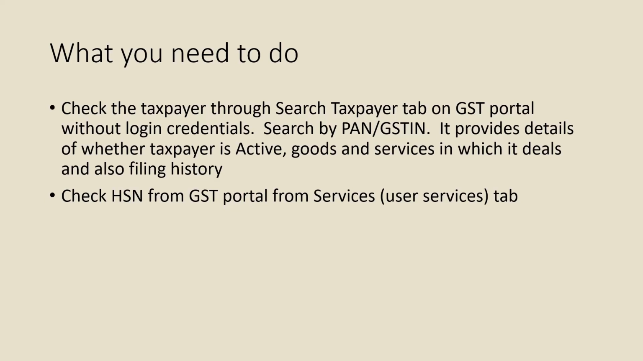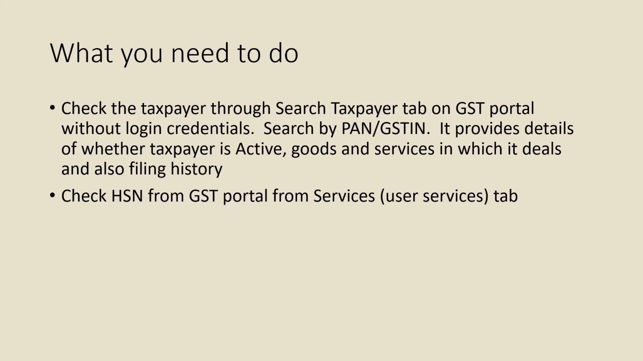You can search by PAN or you can search by GSTN. It provides details of whether the taxpayer is active, what goods and services it deals with, and also the filing history. Filing history is very important because it shows whether the dealer is compliant or not. And if the filing history is in default or the status is not active, you must not pay the GST component until the vendor or the dealer is active again. You must say you have to be active, only then I will pay. That is something that you should take up.